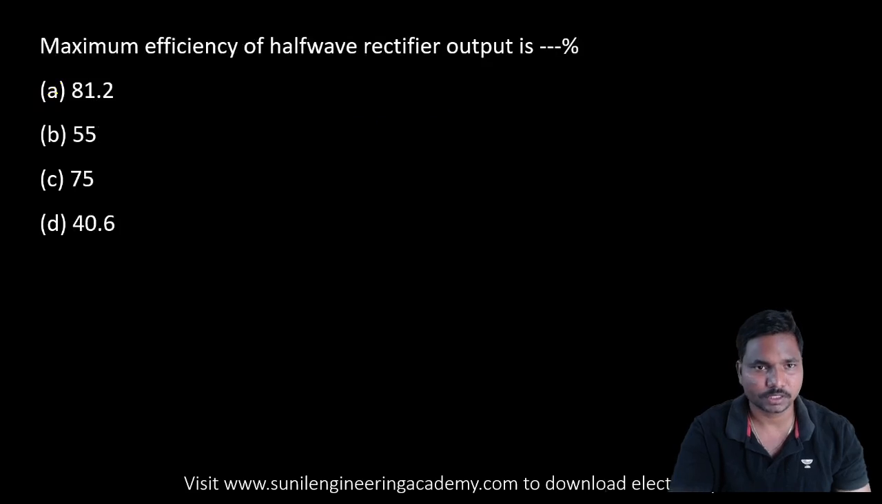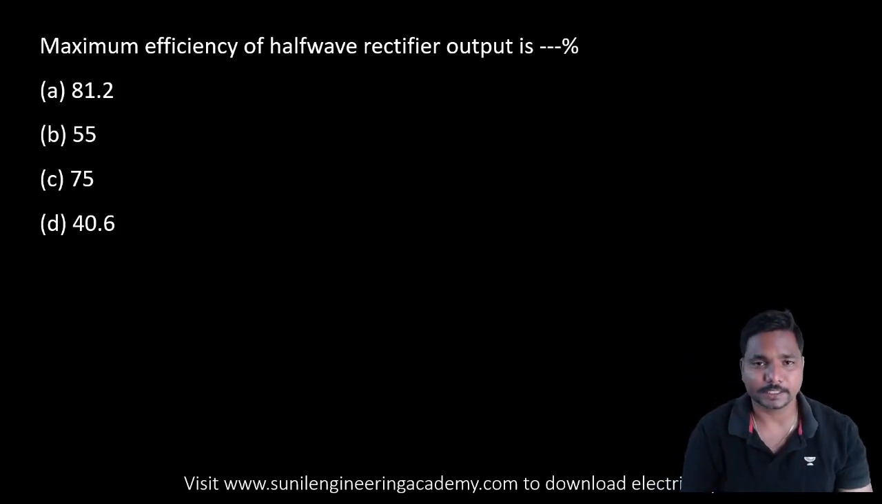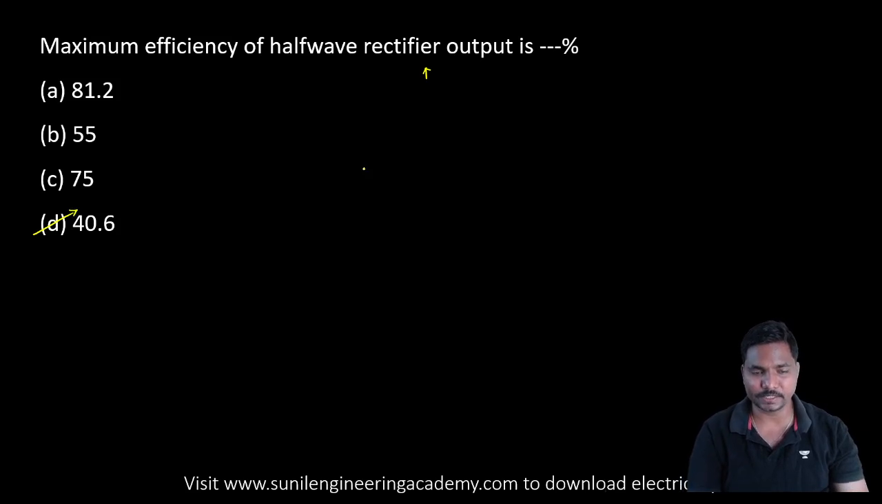Coming to the next question, the maximum efficiency of half wave rectifier output is dash. The maximum efficiency of half wave rectifier output is just 40.6%. In case of full wave rectifier, it is double, that is 81.2%.